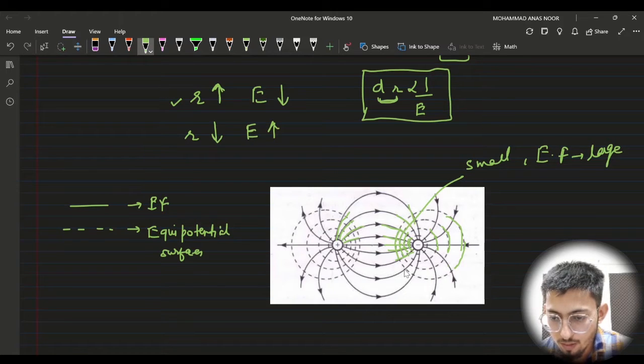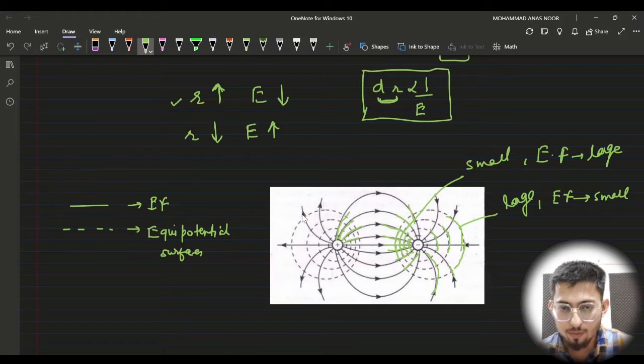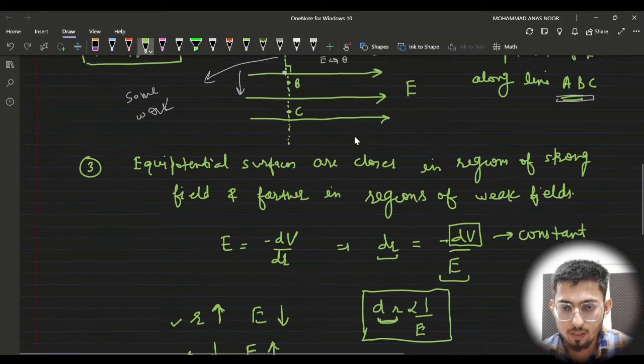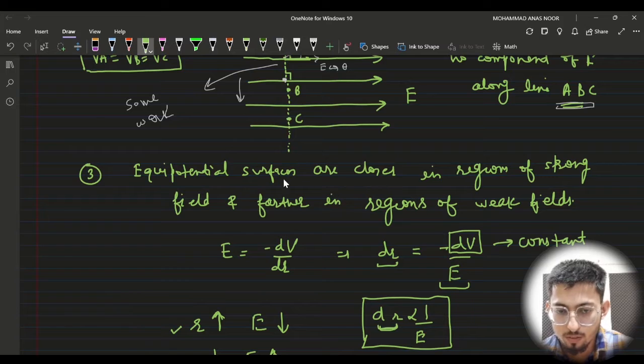And here, this dr, the distance between the two surfaces, is large. But the electric field is small, as you can see. These electric field lines are very far apart, right? So that's what it is, that equipotential surfaces are closer in strong fields and farther apart in weak fields.